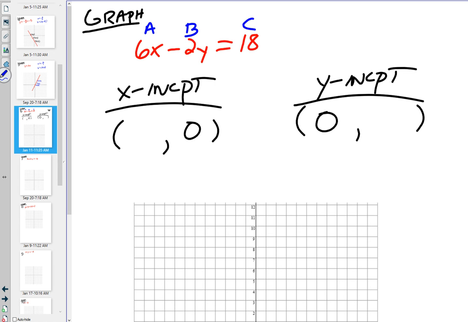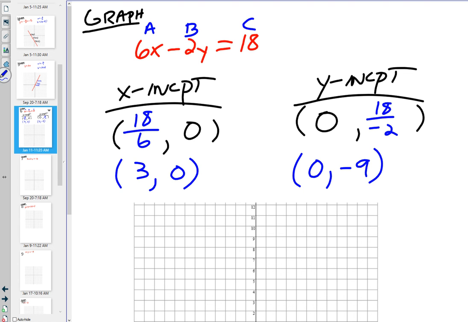So what's C? 18 over A, which is, what was the shortcut I gave you on the first? That's the one that we had to fix. Well, this one is what? C over B, the y-intercept. That's the one I told you to fix. I made the mistake on the original copy. I asked you guys to fix it. Y-intercept is C over B. 18 divided by 6 is 3, so (3, 0) and (0, -9).